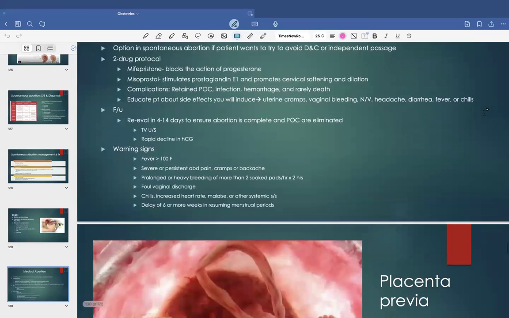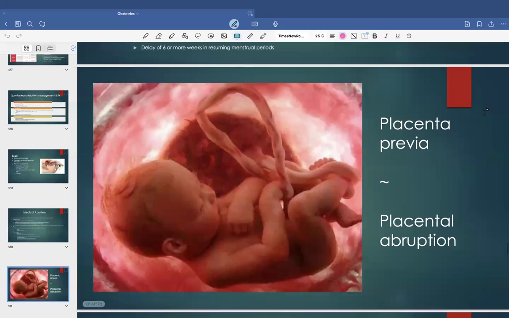Next, we'll talk about placental issues, placenta previa and placental abruption. We'll start this after the pregnant day question.